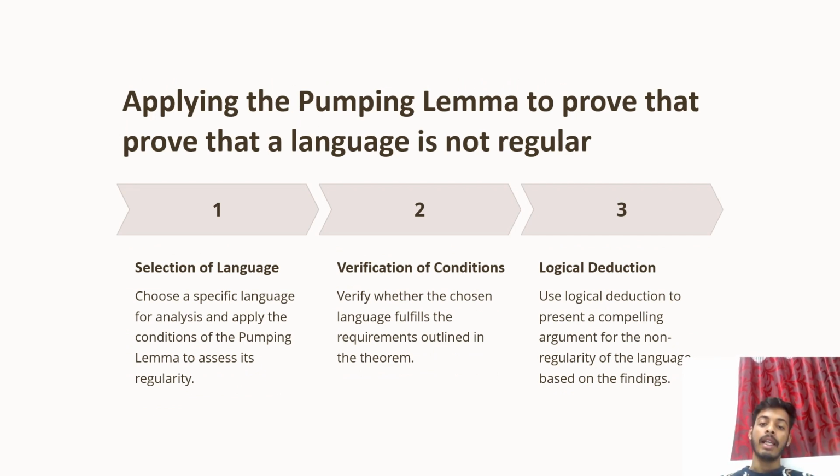Applying the pumping lemma to prove that a language is not regular. Selection of language: choose a specific language for analysis and apply the conditions of the pumping lemma to assess its regularity. The second step would be verification of conditions: verify whether the chosen language fulfills the requirements outlined in the theorem. The third one is logical deduction: use logical deduction to present a compelling argument for the non-regularity of the language based on the findings.